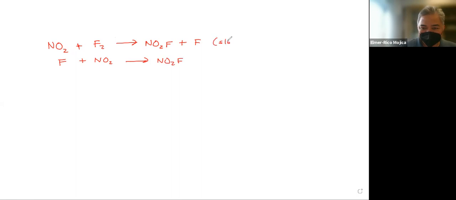So let's say we have NO2 plus F2 producing NO2F plus F. And then in the next step, F plus NO2 producing NO2F. This is the slower one. If the step is blank, you can assume it's fast. As long as you know the slow step, you're fine.